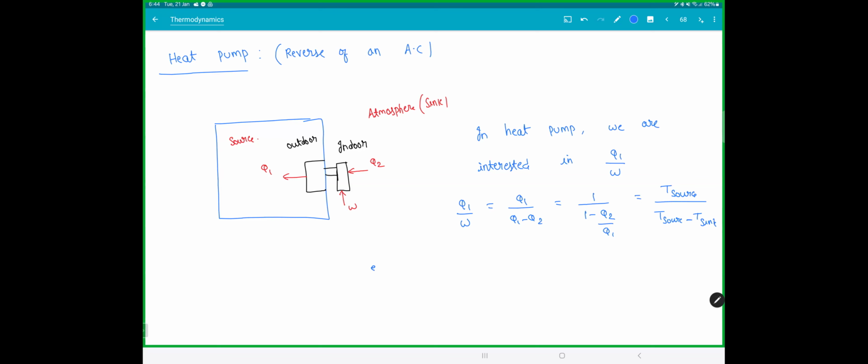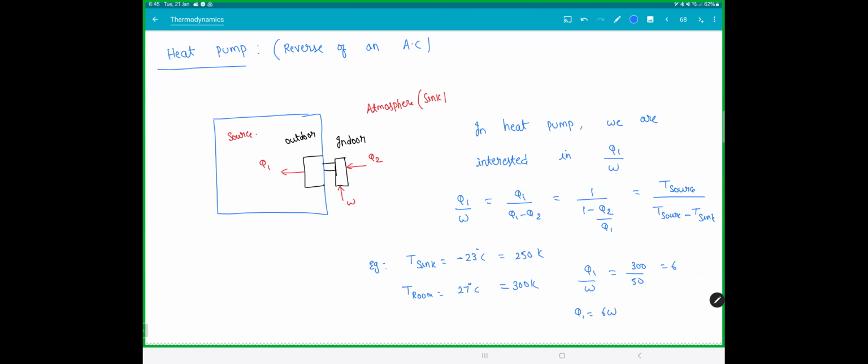Just to give an example, let's say outside the temperatures are very bad, minus 23 degrees. And let's say you want to maintain the room temperature at 27 degrees. You have to convert into Kelvin. So this is 250 Kelvin and this is 300 Kelvin. So we will get Q1 by W as 300 by 50, which is 6. There, Q1 will be 6 times W. For every 1 joule of electricity, we get 6 joules of heat. That's the meaning of that formula there.